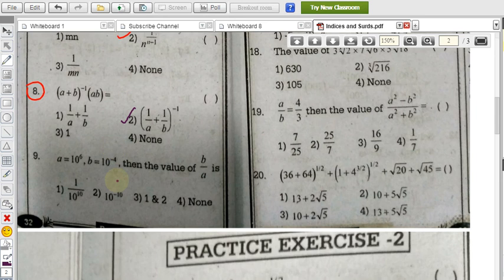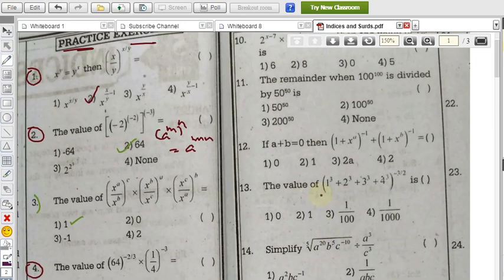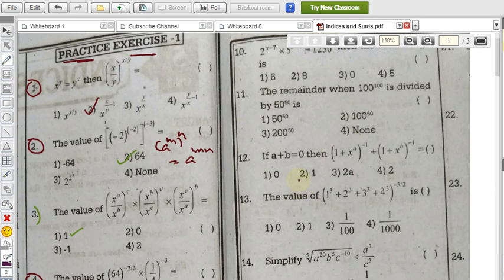Ninth one: a is equal to 10 power 6 and b is equal to 10 power minus 4. Then the value of b by a. Simple, right? So b is 10 power minus 4 by a is 10 power 6. So 10 to the power minus 4 minus 6, that is 10 to the power minus 10. So in every problem I am using almost one of the formulas.